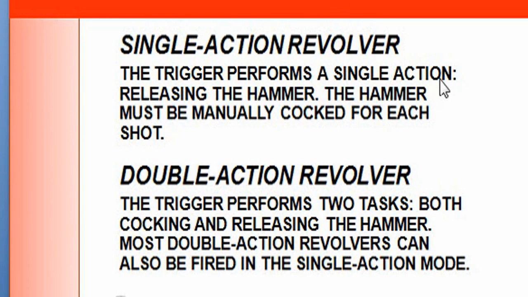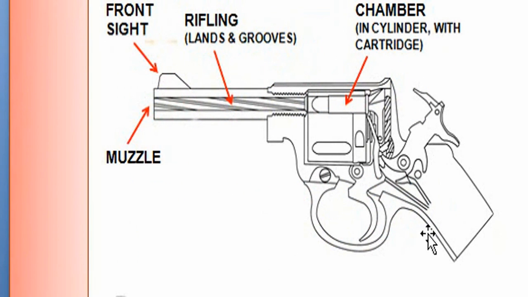The trigger performs a single action, releasing the hammer, which must be manually cocked for each shot. And I'll go back to my diagram here. That would be similar to a single action. See how it's cocked back? You pull the trigger, then you would have to cock it back, pull the trigger. That would basically be a single action. That's kind of what you would have to do.